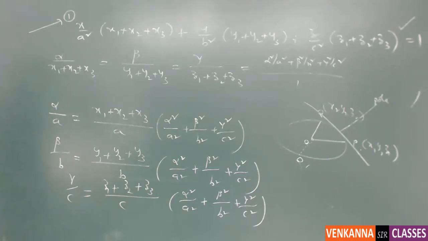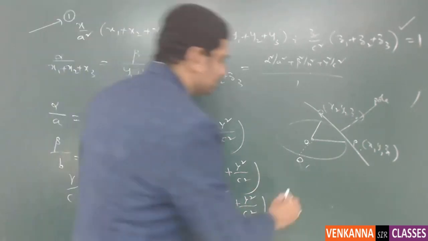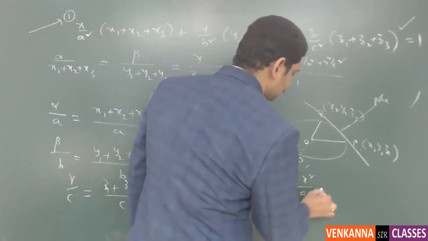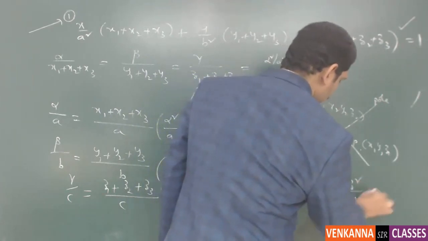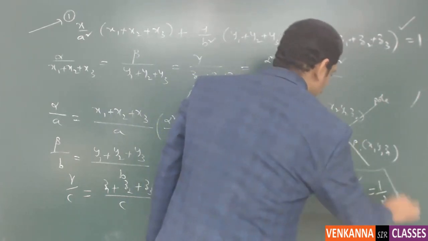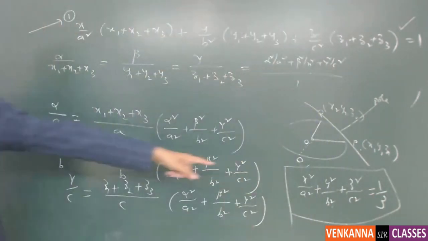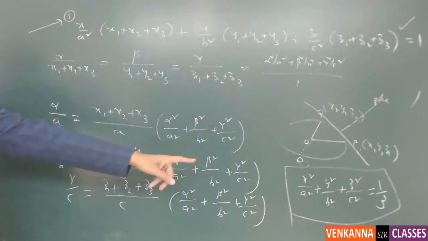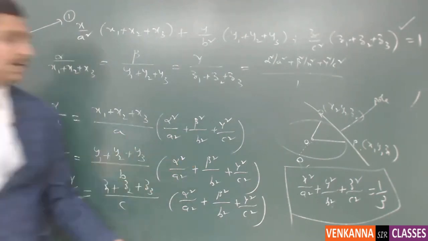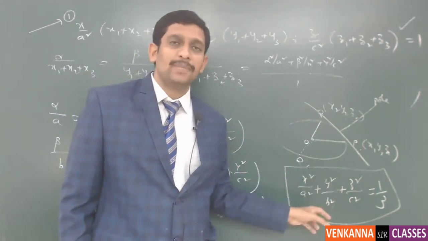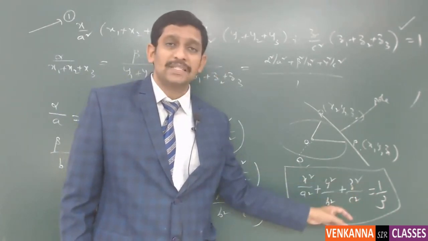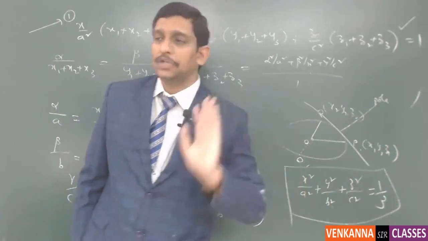So what happens? I have to show that the required locus is nothing but that which is satisfied by alpha, beta, gamma. So I have to show that alpha square by a square plus beta square by b square plus gamma square by c square is equal to 1 by 3. That I need to show.